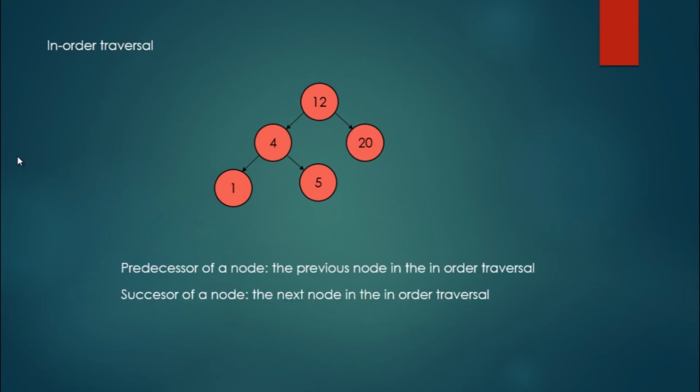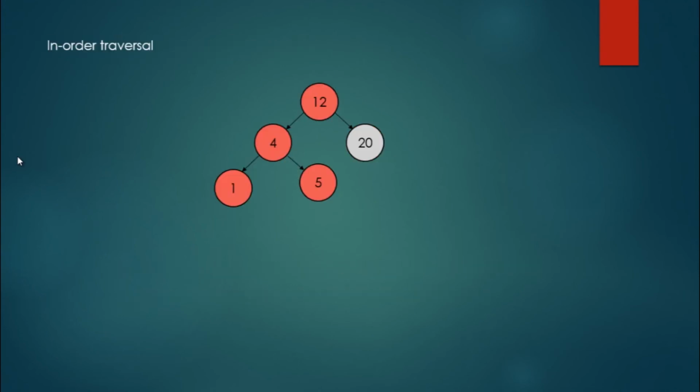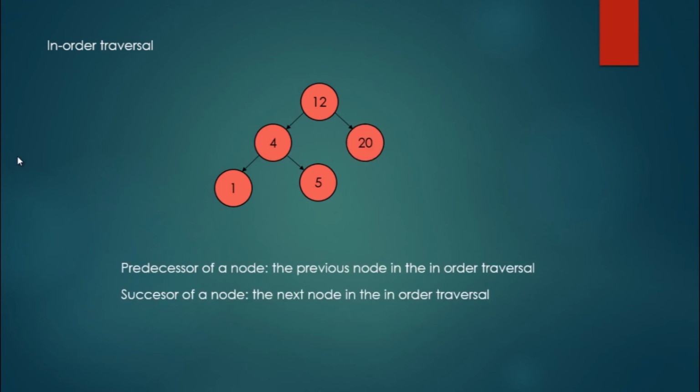So the predecessor of a node, as I said earlier, is the previous node in the in-order traversal. So for example, what's the predecessor of 12? It is 5. Why? Because in the in-order traversal, after 5 we get 12, and after 12 we get 20. So that's why the predecessor of 12 is 5. Because it is the previous node in the in-order traversal.